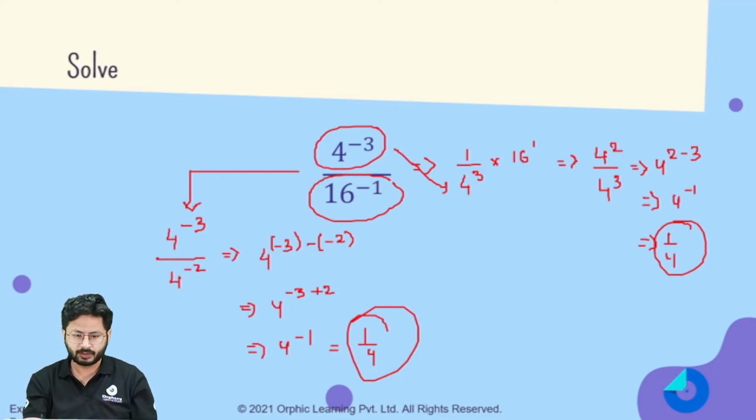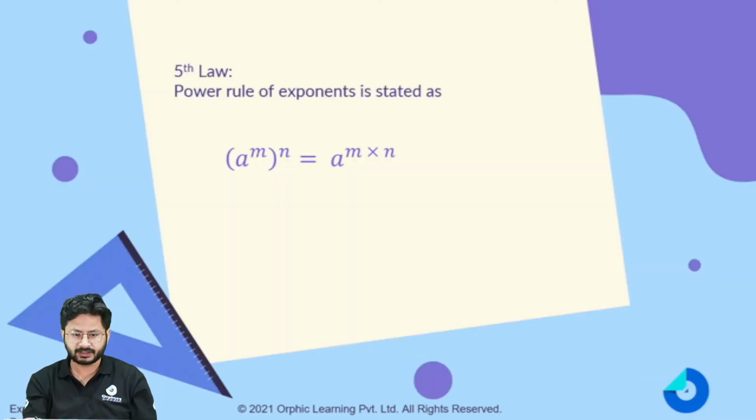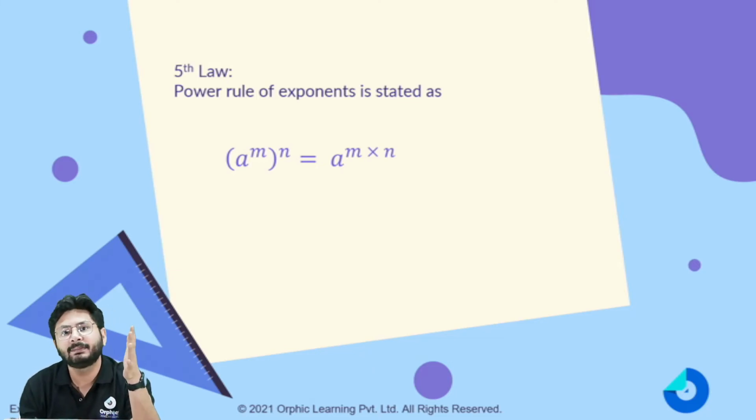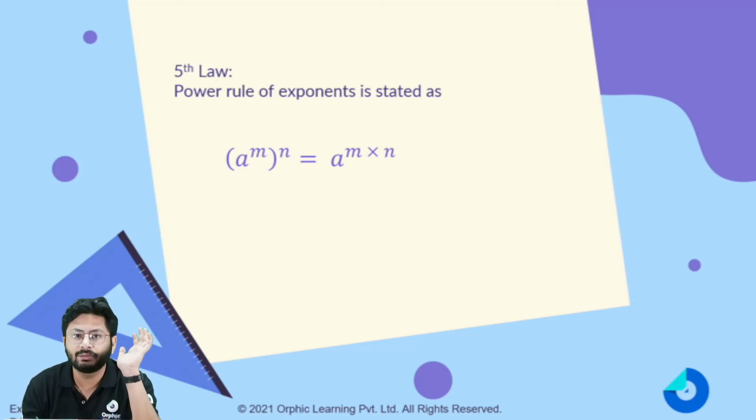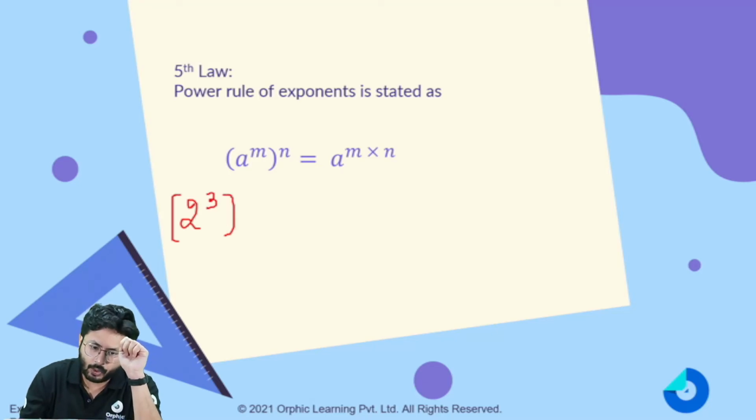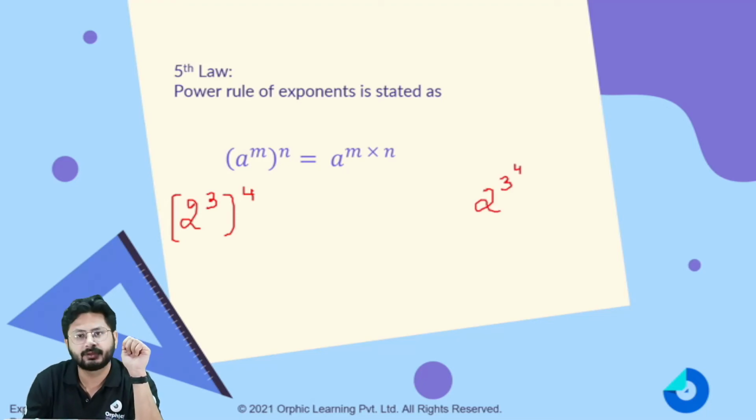So let's move on to the next law, which is the fifth law of exponent, which says that a to the power m whole to the power n is equal to a to the power m into n. Now there is a big confusion here, which I would like to clear. Look, there are two different things: 2 to the power 3 whole to the power 4. Another one is 2 to the power 3 to the power 4.